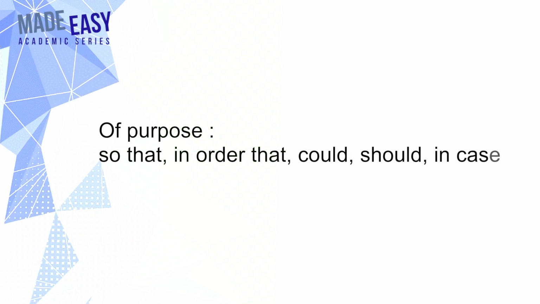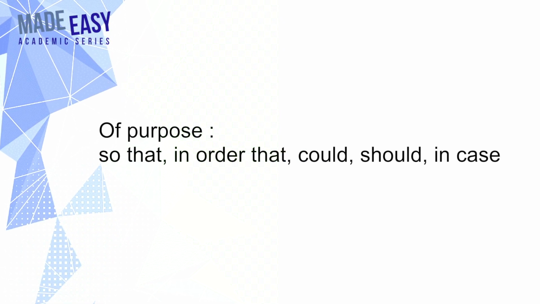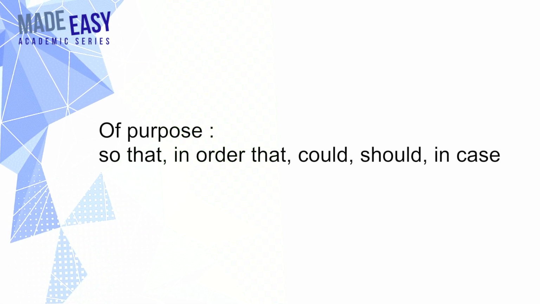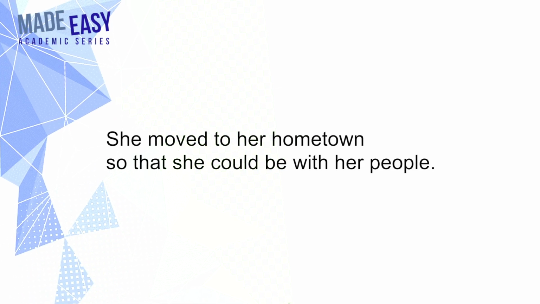The next type of adverb clause is of purpose. Again, as the word indicates, a purpose has to be indicated. And the words likely to be present in the clause are so that, in order that, could, should, in case, etc. Take an example: She moved to the hometown so that she could be with her people. So that, could, etc. are indicative of purpose.